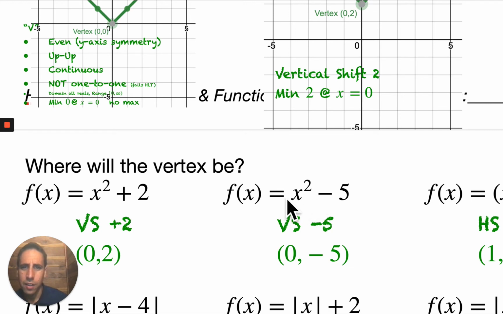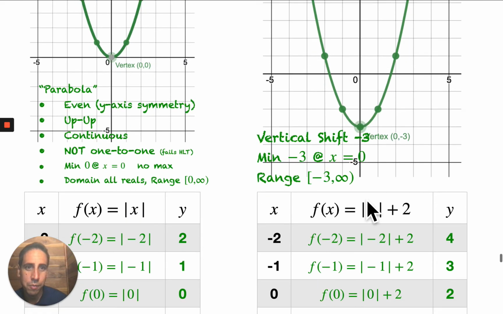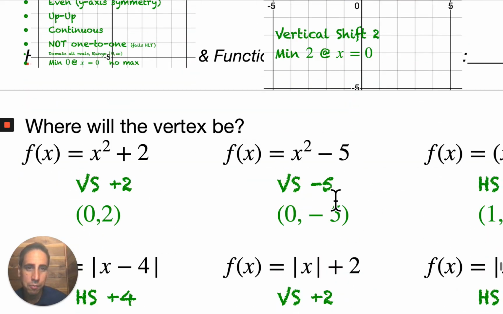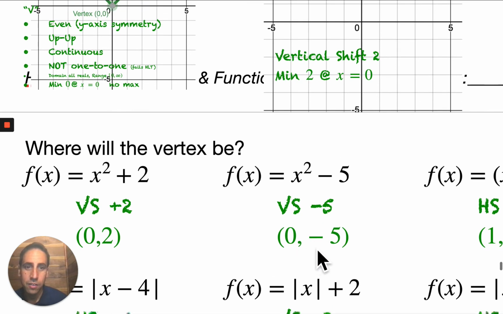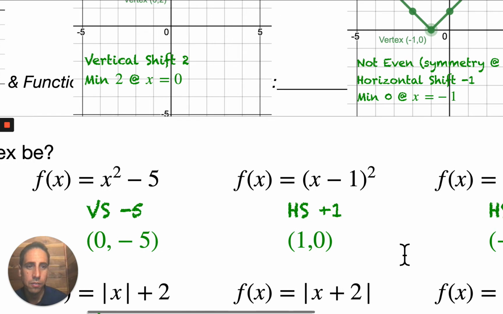What about here? This -5 is outside of the absolute value. So if the pattern holds, it would look like this one, where it had a vertical shift of -3. This would have a vertical shift of -5, and the vertex would be at 0, -5. This, because the -1 is inside the parentheses, it'll go before you square it. That's going to be a horizontal shift. But remember how everything was like negative of what we expected. I see a -1, so that's going to be a horizontal shift of +1, and the vertex will be 1 unit to the right, 1, 0.